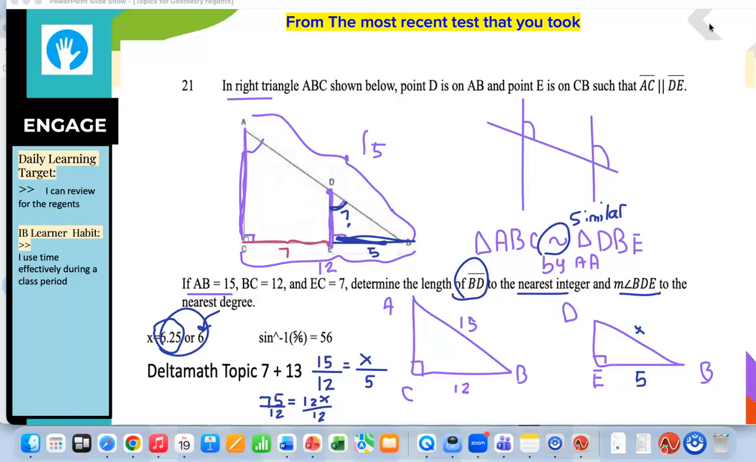So I just modified the question. It's a short response, and I also added the layer of finding the degree. Now we know this is 6.25. Let's just use that for now, and we'll round in the end. This angle is what we're looking for. Since it's a right triangle, this is the opposite of that angle, and this is the hypotenuse.